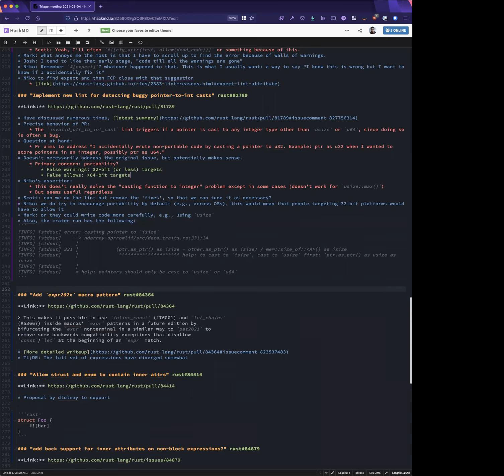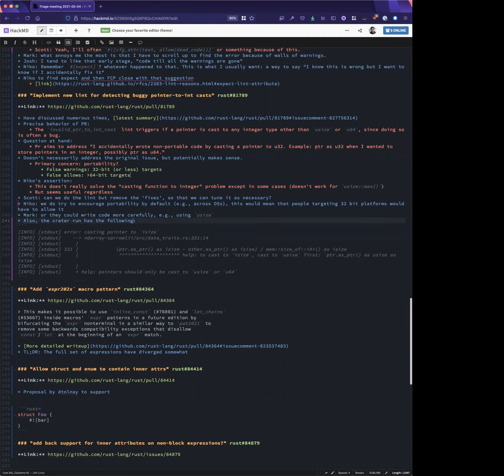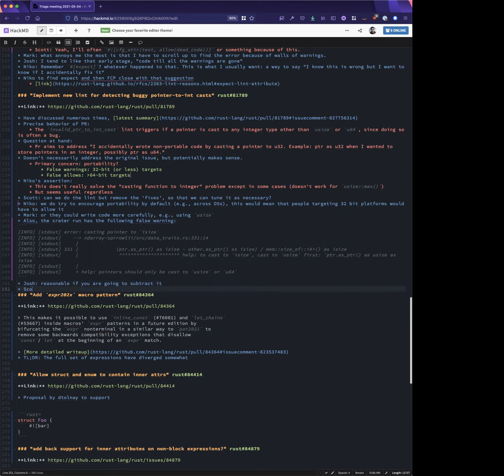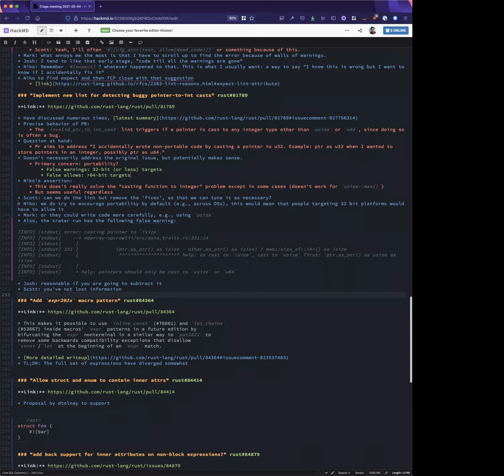Interesting. It is reasonable to cast a pointer to isize if you're going to subtract it. Is it reasonable in general if you're not about to subtract it, given that a pointer could validly be above 2 gig? It didn't lose information, so arguably yes, you could cast back to a pointer without losing anything. This is true. It's no more wrong than usize to isize and then isize back to usize. Okay. Yeah. I'm convinced on that one.